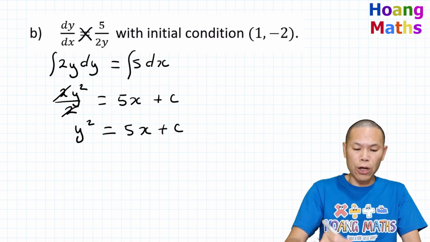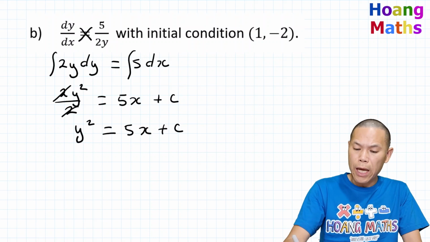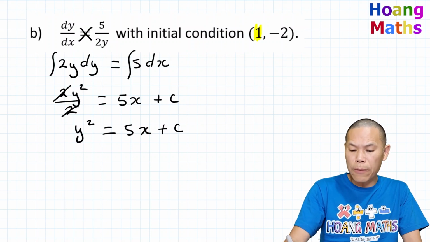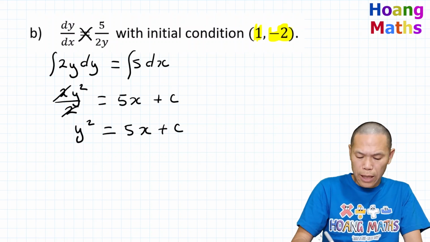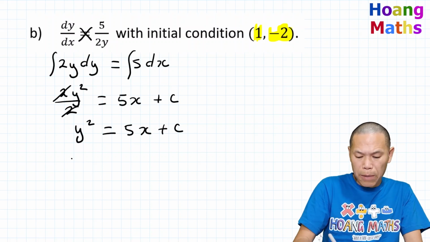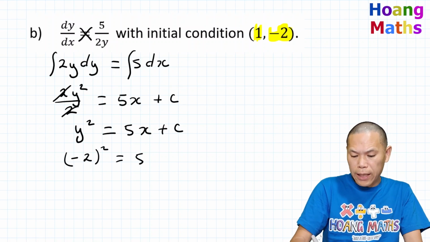And now we need to find the constant c because we had the condition here. When x is 1, y is negative 2. We just substitute that in. So that becomes like this. Negative 2 squared is 5 times x, which is 1, plus c.